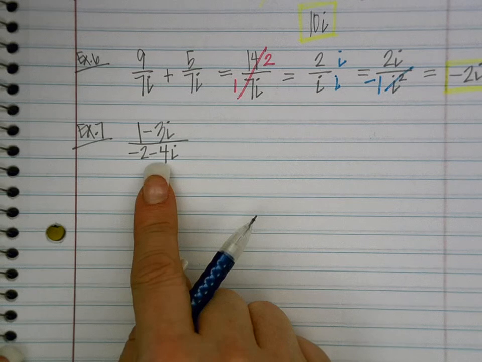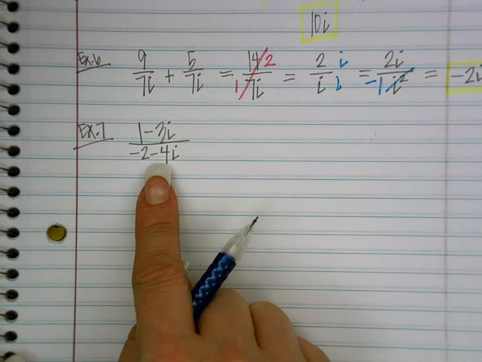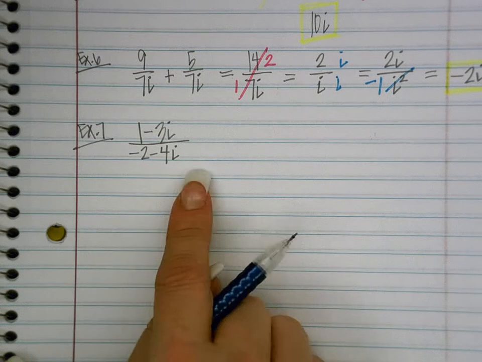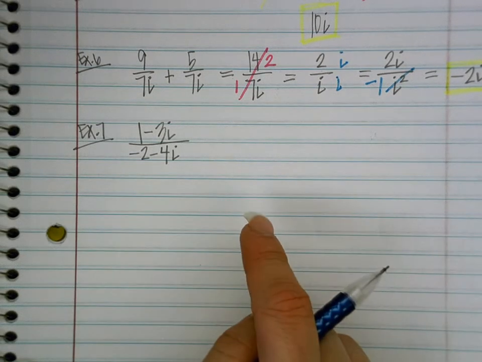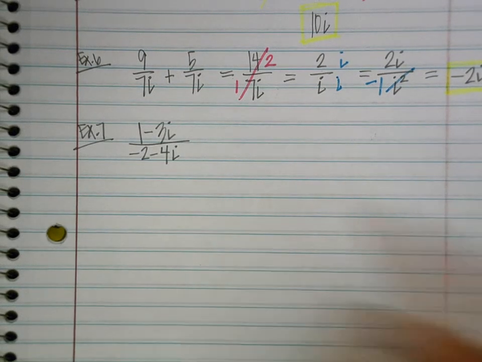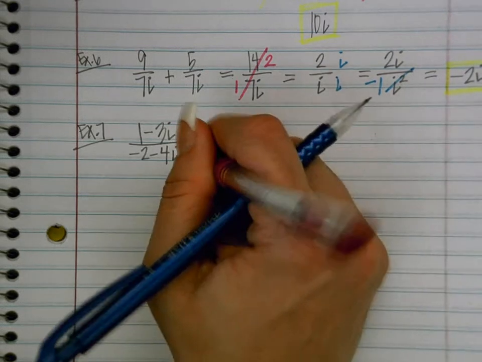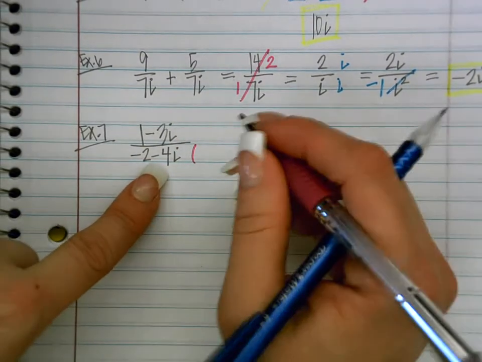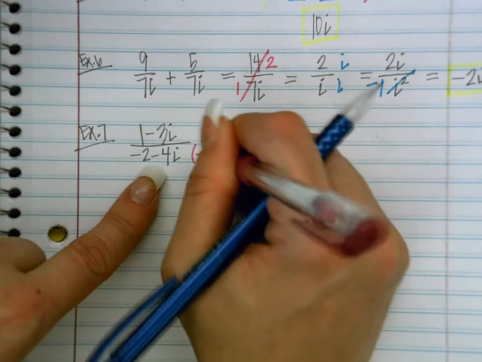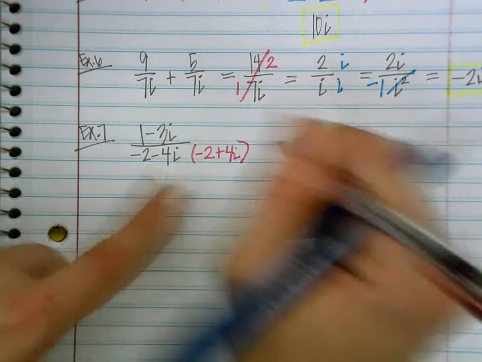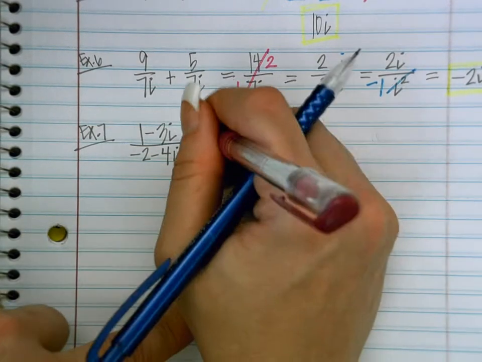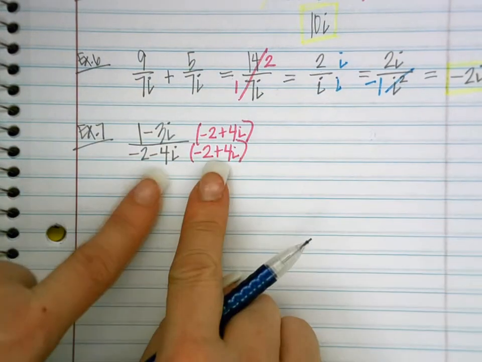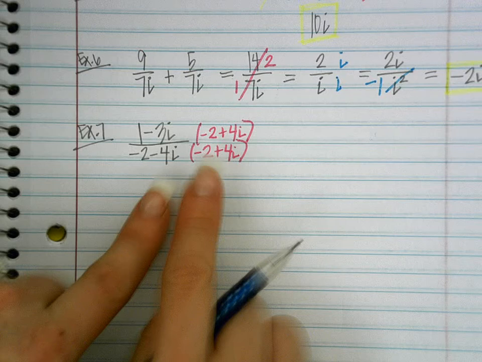In order to get rid of the imaginary part in the denominator, what do you have to multiply by? What's it called? Starts with a C. The conjugate. Remember the conjugate, the only thing you're changing is the middle sign. So the conjugate here is negative 2 plus 4i. The negative 2 stays just like it is. All you're changing is the middle sign, not the first one.